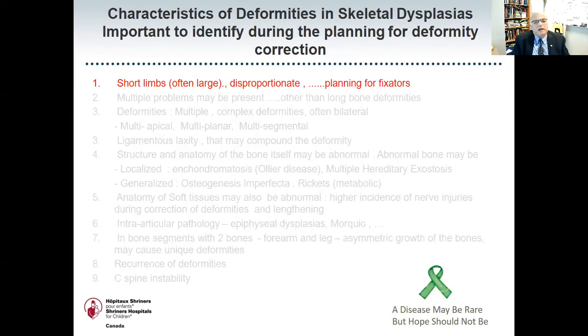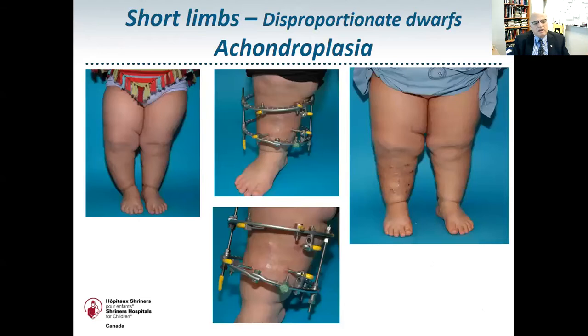We are going to go now through the characteristics of the deformities in skeletal dysplasia that are very important to identify during the planning of deformity correction. The first one is the presence of short limbs, which may be disproportionate. Many skeletal dysplasias are dwarfs. As you can see here, this is a patient with achondroplasia, with very short and fat limbs. It is extremely important, when you plan to correct the deformity with a circular external fixator, to measure accurately for the size of the rings and the distance between the rings, so that it allows for the distractors or the struts to be placed.